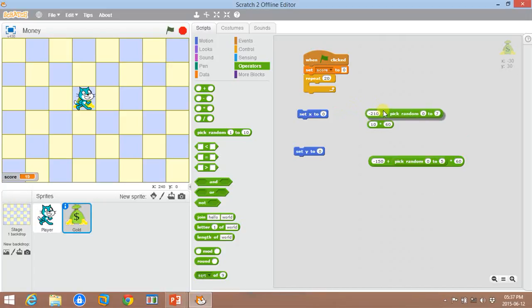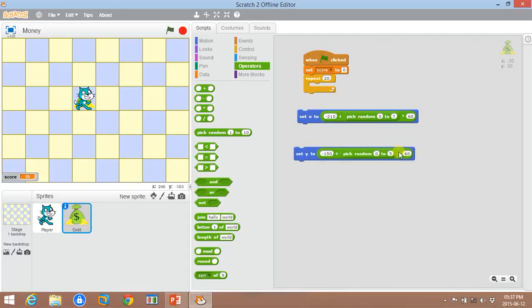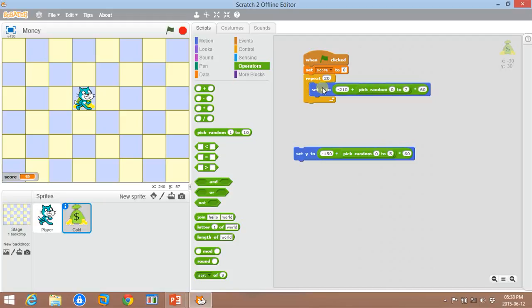Whoops. There we go. Is it supposed to have like 10 times 60 like that? If you look at the screen, you should see what it should be. All right. And now we move our blue blocks into the repeat block.